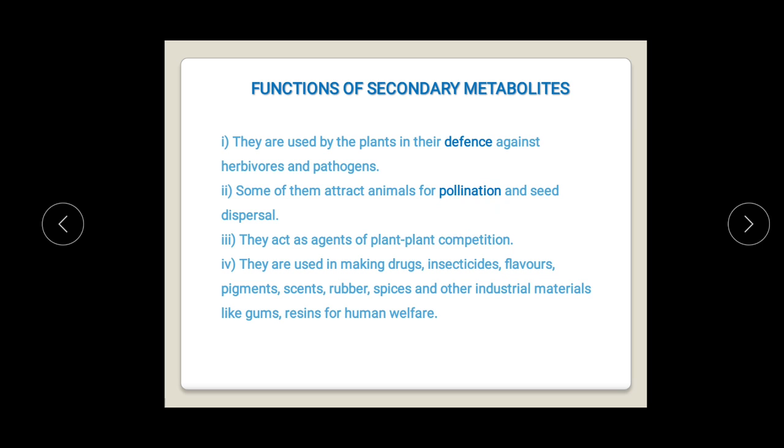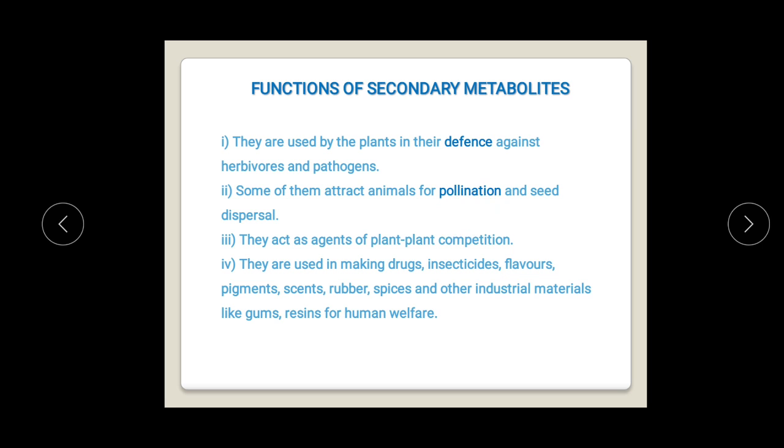You all know that pollination is a very important process in the reproduction of angiosperms, where the pollen grains from the stamens or the androecium get transferred to the stigma of the same flower, or another flower of the same plant, or a different plant. The transfer of pollen from anther to stigma is called pollination. Animals are also required for seed dispersal.